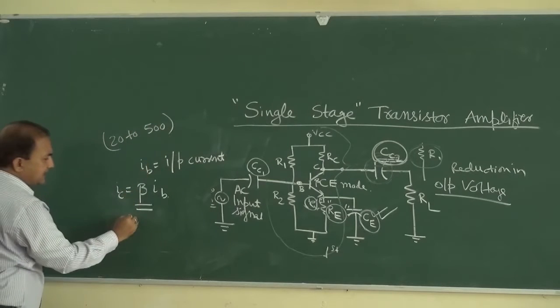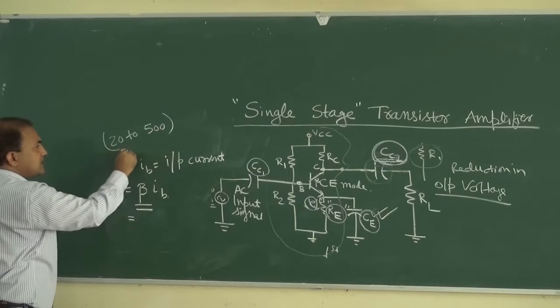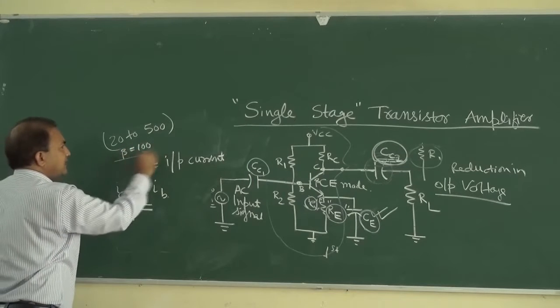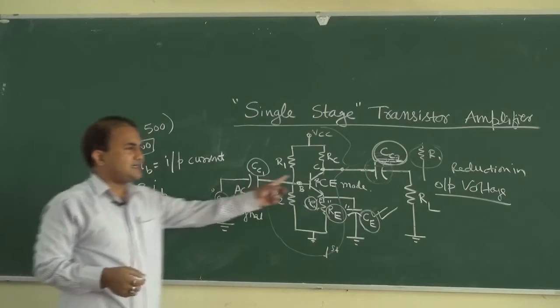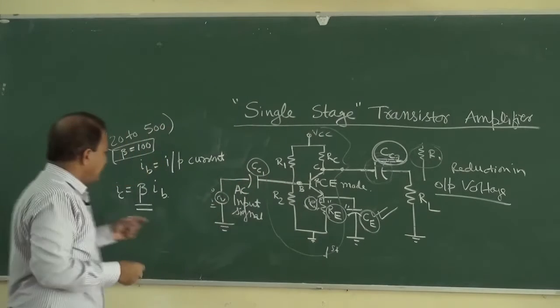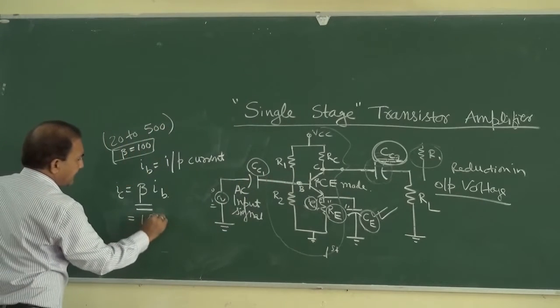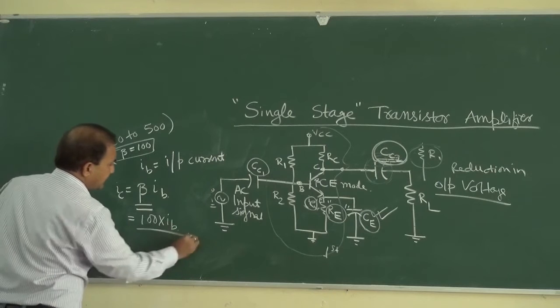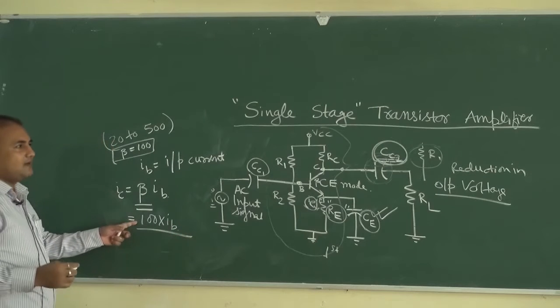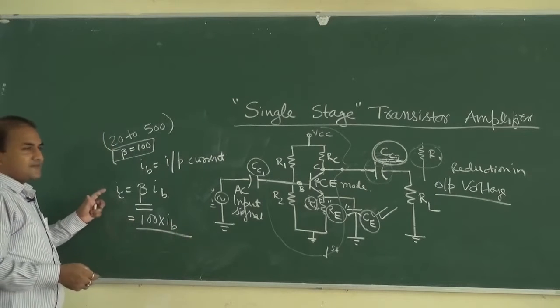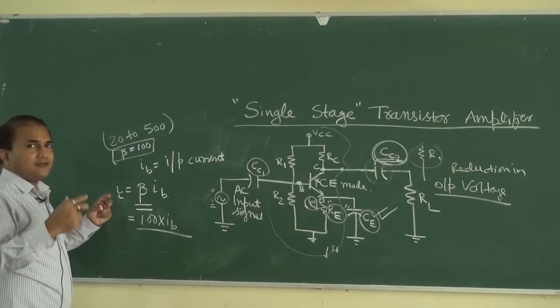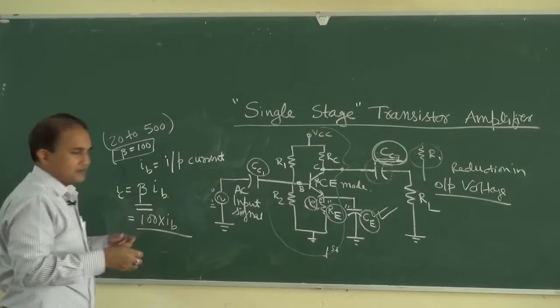So suppose beta is equal to 100, we are choosing a BJT whose beta is 100. So the output will be 100 times the input current. So this is IC. Okay. So in this way the signal is amplified.